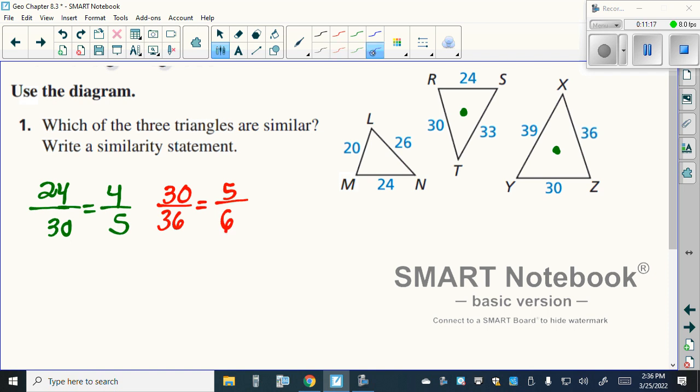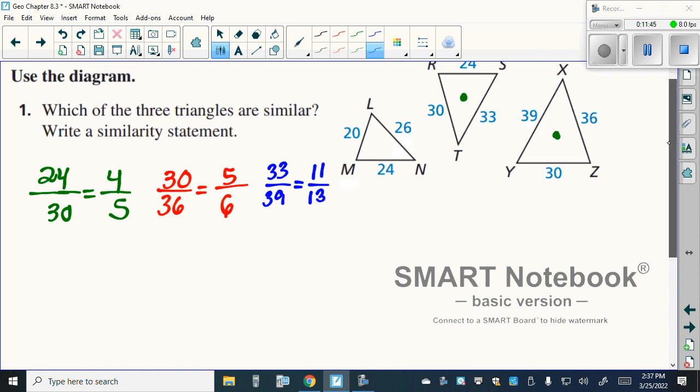So this here is telling us that this is not going to work because these are not the same. And if we looked at the last one, it would have been 33 over 39, which is 11 over 13. Okay, none of them have the same scale. So XYZ and RST, these two are not similar.